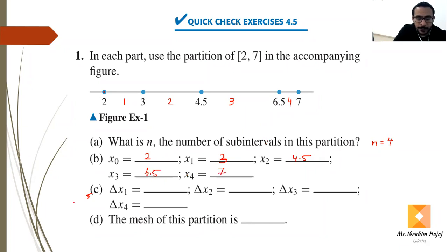In letter C, delta x1, the distance here, is 3 minus 2, which equals 1. Delta x2 is 1.5. Delta x3 is 2, the max one. Delta x4 is half, the last one. This distance is 0.5.